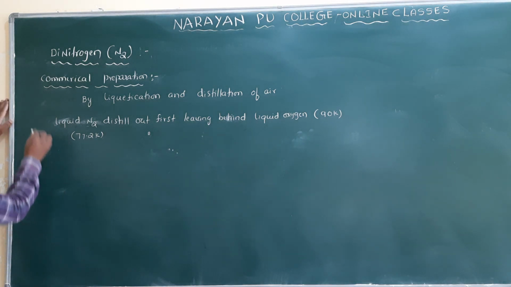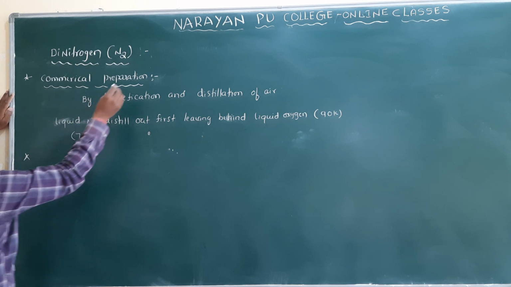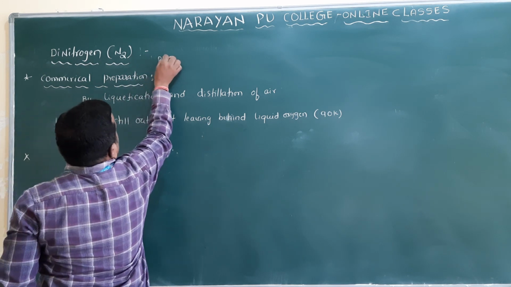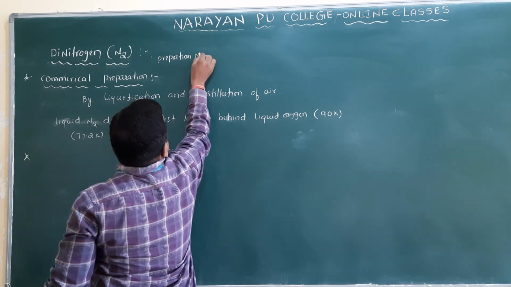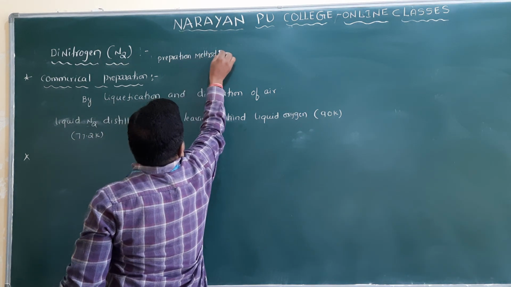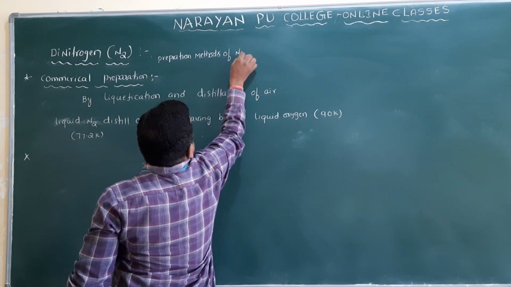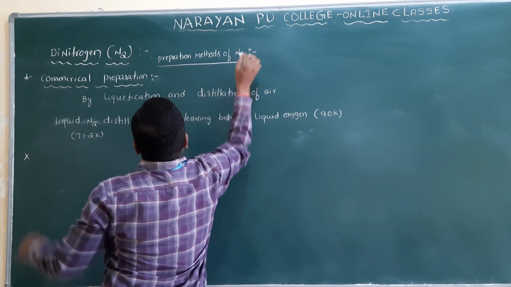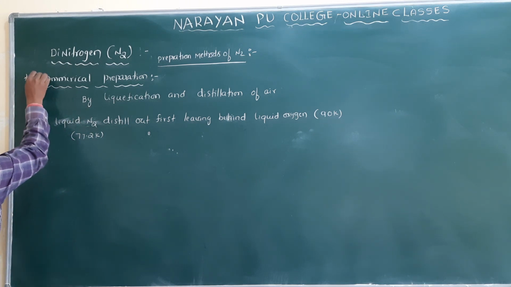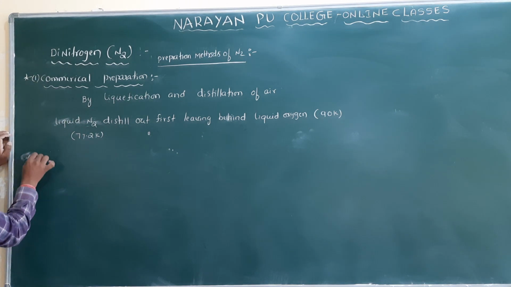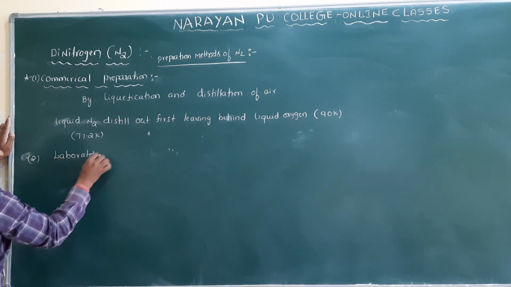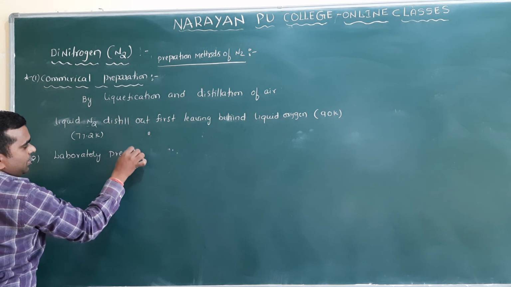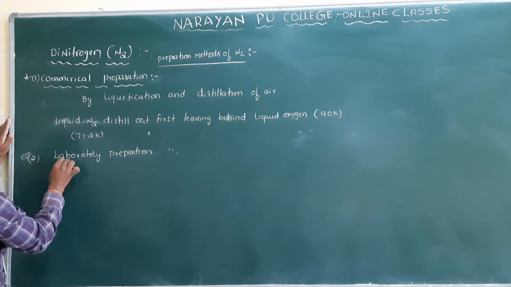Clear? Next one, and this is the first preparation. Put the heading here: Preparation methods of N2. This is the heading. In that, the first method is commercial preparation and the second one is laboratory preparation. How will we prepare dinitrogen in the laboratory?